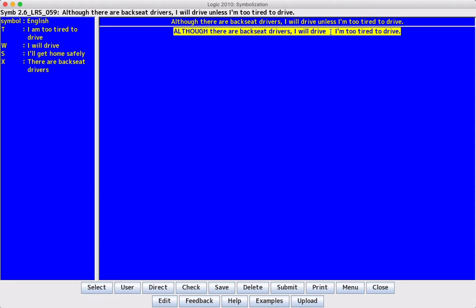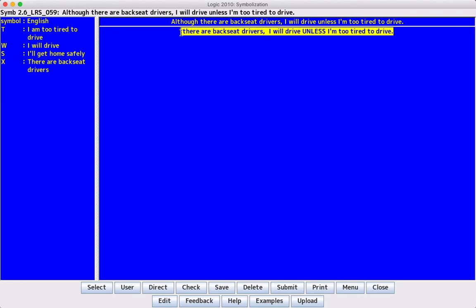So unless passes the removal test, because we might think, well, how do we build this sentence? First we built I'm too tired to drive, and separately we built this although sentence, and then we stuck them together with unless, and that makes unless the main connective. The thing is, we could also remove the although. Let's see what happens if we do that. We take away the although, and we also have two sentences: there are backseat drivers, breaking at the comma, and then I will drive unless I'm too tired to drive.